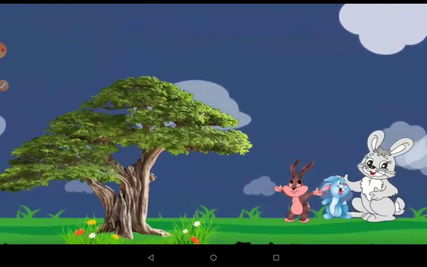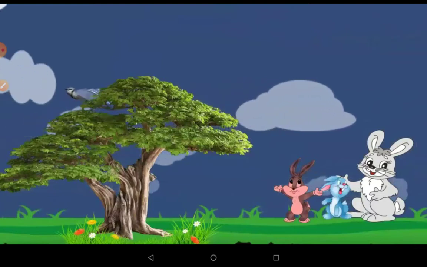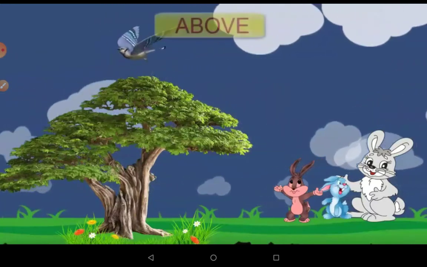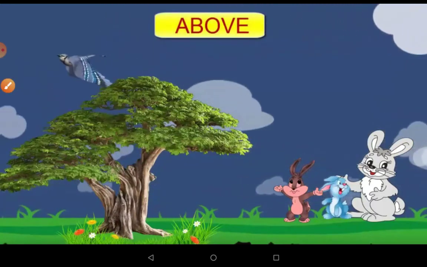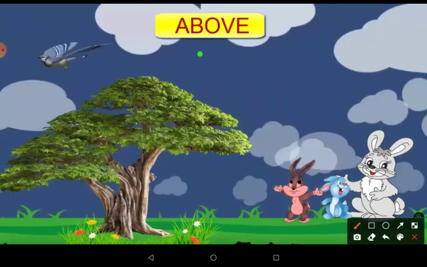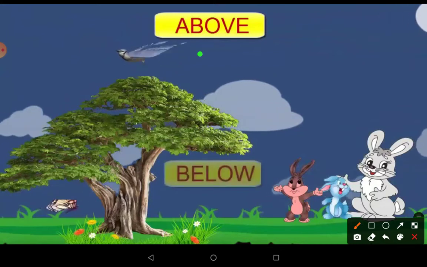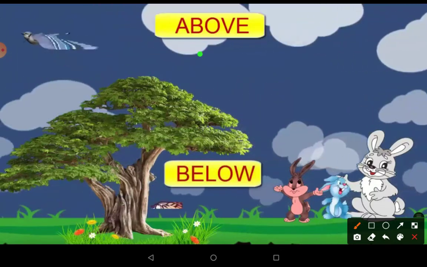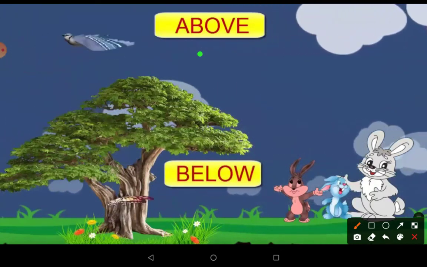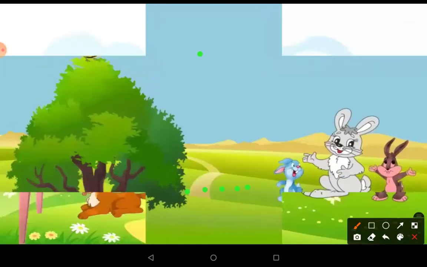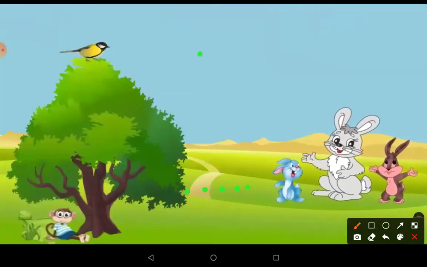And then see the tree. It is very huge, right? So now the rabbit is going to tell them some interesting thing, that is the bird flying above the tree. A-B-O-V-E, above. And see the butterfly, it is flying below. B-E-L-O-W, below the tree.